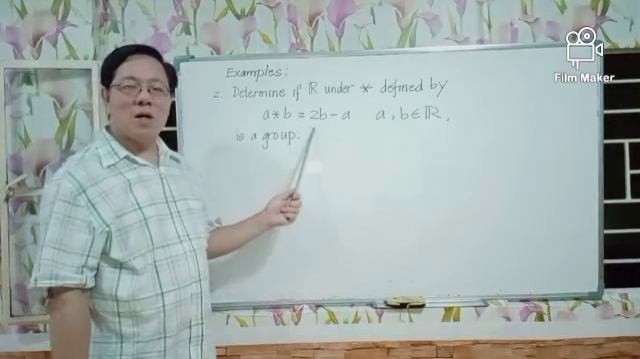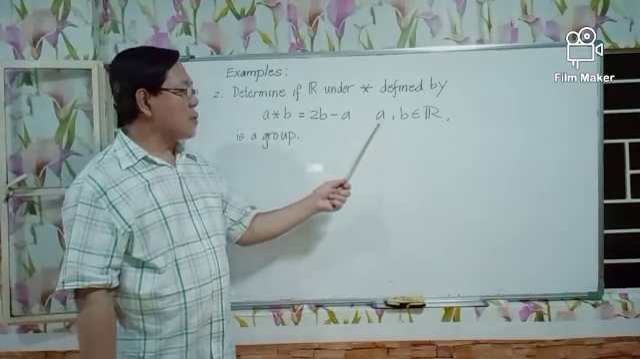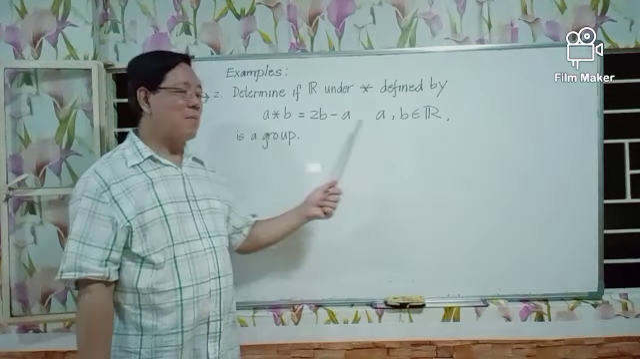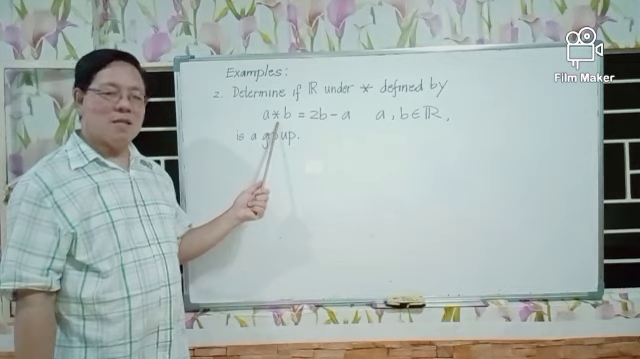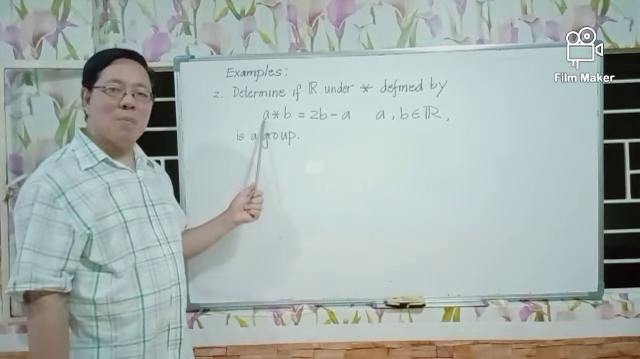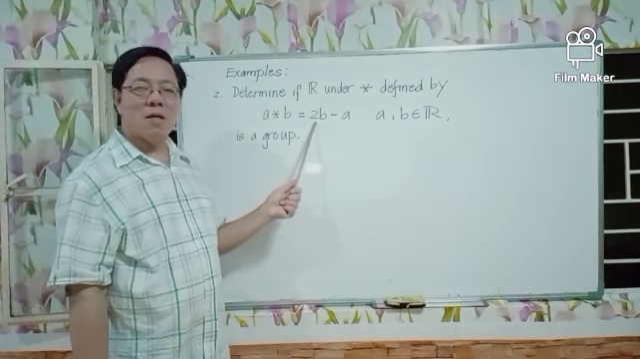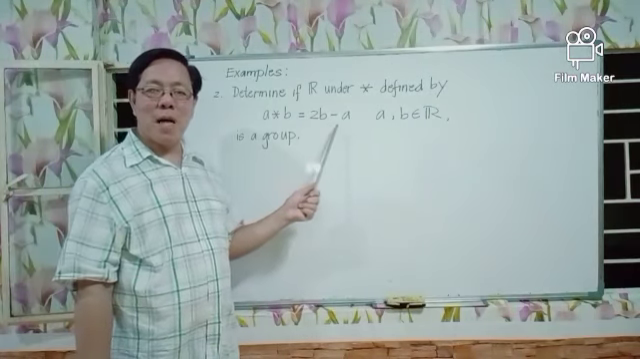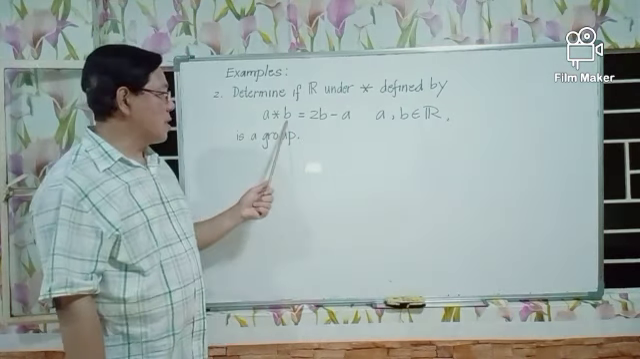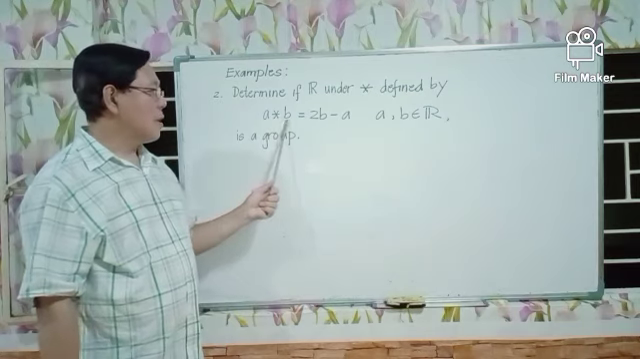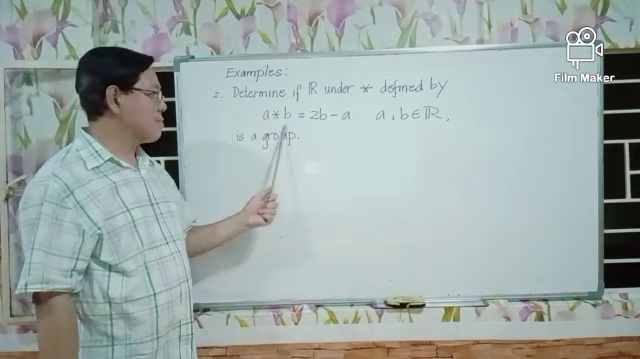This formula or equation tells us how to combine any two elements of R by the binary operation star. So this tells us that if you combine any two real numbers a and b by the binary operation star, the result is 2b minus a: twice the second real number minus the first real number in this notation.